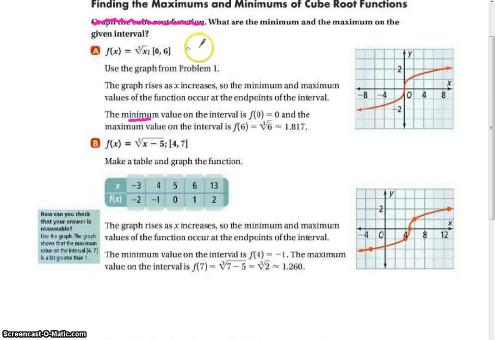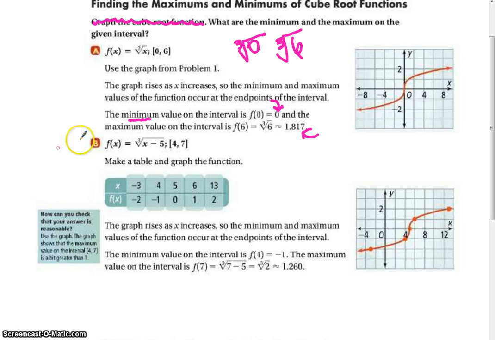So this would be f of 0. In other words, the cube root of 0 is 0. So the minimum is 0 over that interval. Not for the entire graph, just for the interval they gave us from 0 to 6. Then to find your maximum, you're going to put your 6 in. And so then it would be the cube root of 6, and 1.817 is the maximum over the interval.